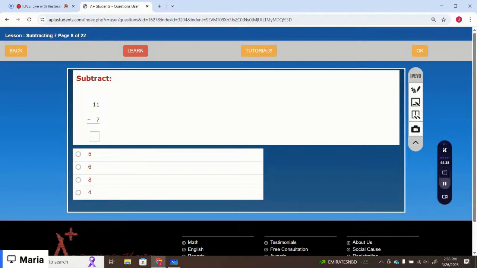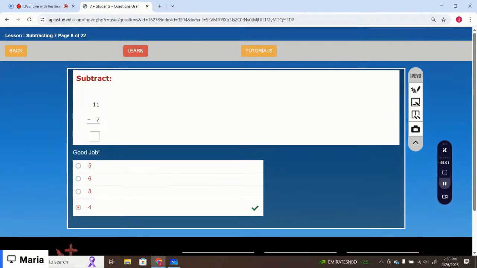And 11 take away 7 is. 11 take away 7 is 4. The last option is the correct option.